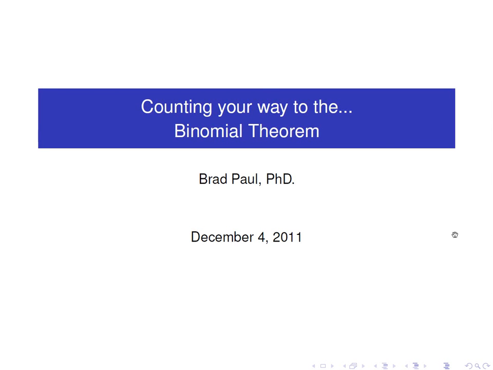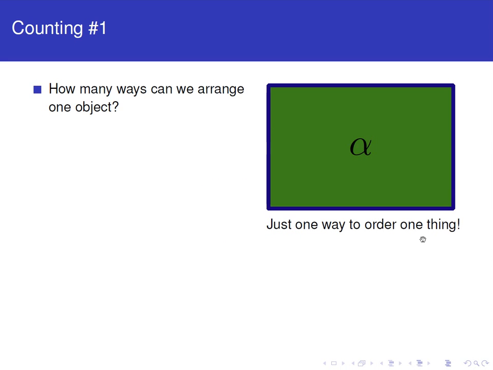Counting your way to the binomial theorem. Right, first we're going to look at how many different ways you can arrange an object. Here we have an object alpha. How many ways can you arrange the object alpha? One, of course. Well, let's add another object.